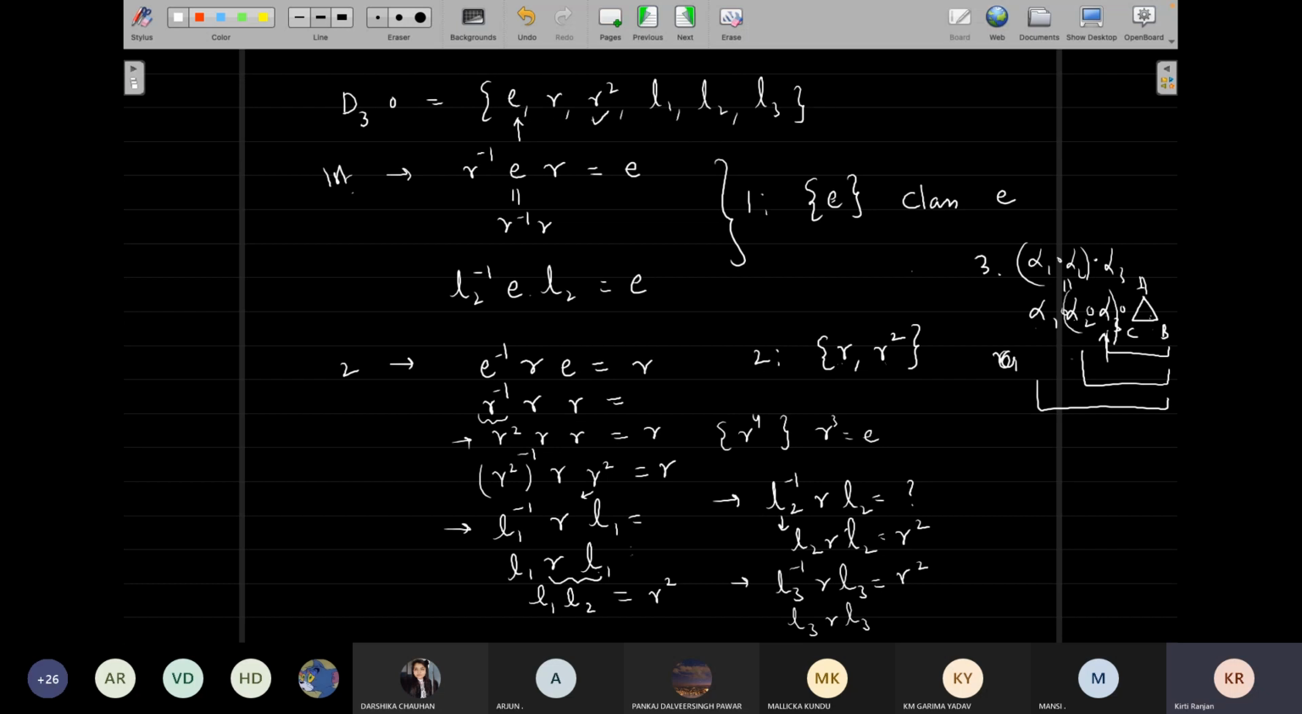Only in abelian groups is that always true. In non-abelian groups, alpha 1 dot alpha 2 is not going to give you alpha 2 dot alpha 1. That is the case with this D3 group, which in general is a non-abelian group. So you will not find for all elements that alpha 1 dot alpha 2 is equal to alpha 2 dot alpha 1. Even though for some elements it is true, for other elements it is not. Okay, any other questions?